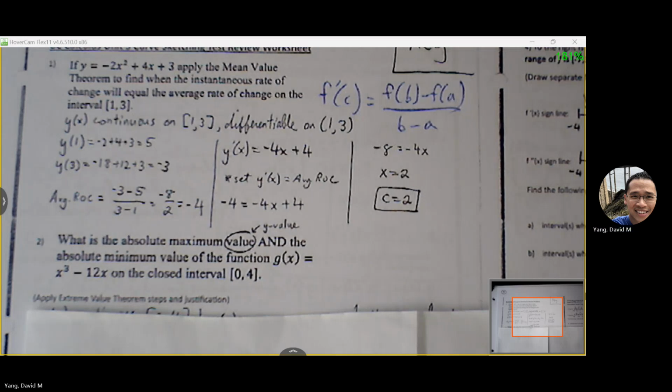Okay. If you're working ahead of me, you guys have the key attached to your packet. You can check your answer there.